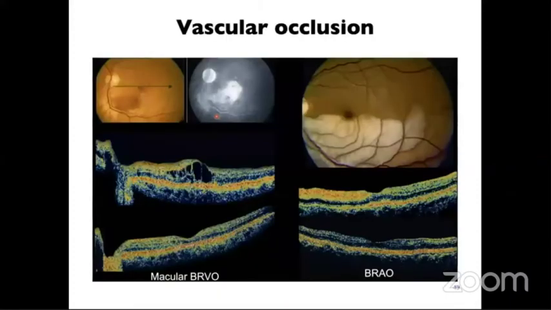So then in vein occlusion, we can see cystoid macular edema along with some intraretinal hemorrhages.